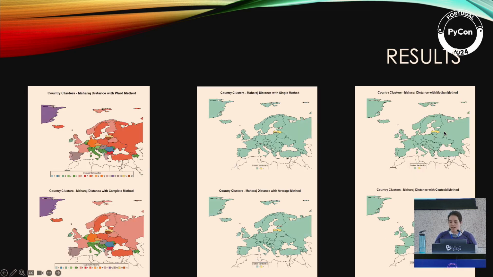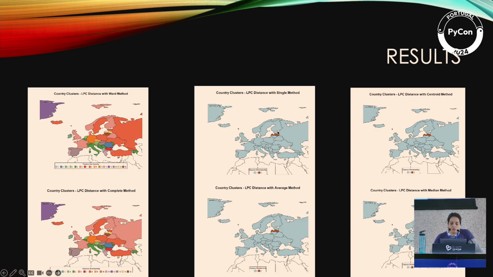Let's see the patterns with another distance. Here we have the Maharaj distance. And what we can see with this one is that the Ward and the complete always try to extract a lot of clusters, but the other algorithms and techniques typically cluster a large group with all the countries, and again, Latvia alone.